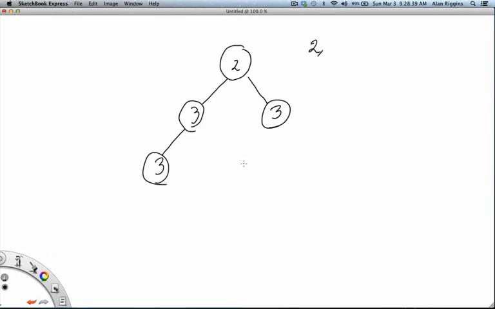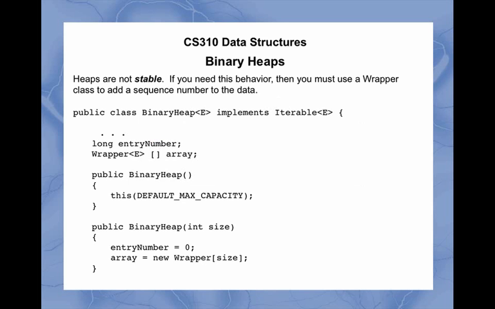Therefore, if it's important that the first 3 in the heap is removed first, then you must have some other mechanism for determining which one came in first. The way you have to do this is with a wrapper class. This is the start of the binary heap that uses a wrapper class. This wrapper has 2 elements in it, an entry number, which is a long integer, and then the element E. So when you make this wrapper, it holds the data, and it also holds a sequence number.